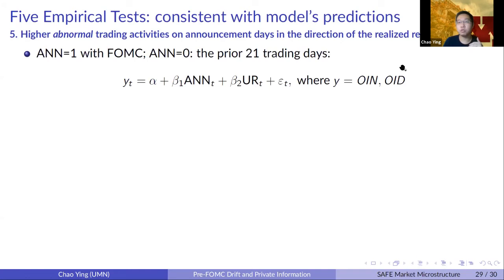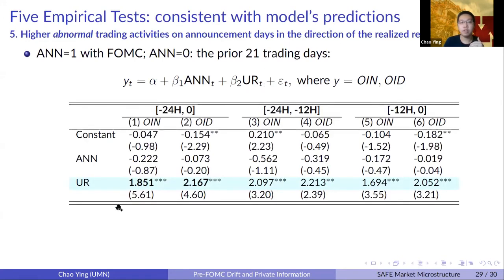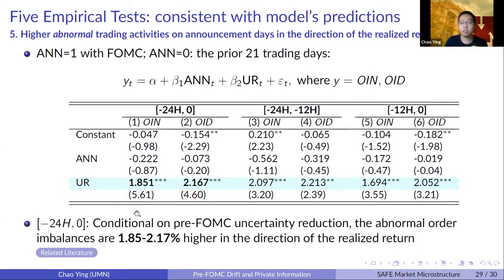Here, I regress the two different measures of order imbalances on the announcement indicator and also the uncertainty reduction indicator. I find that the coefficient on the uncertainty reduction indicator is significantly positive. So it implies that if there is uncertainty reduction in the 24-hour window before announcement, the abnormal order imbalances are around 2% higher in the direction of the realized return. This is also consistent with my model's prediction.